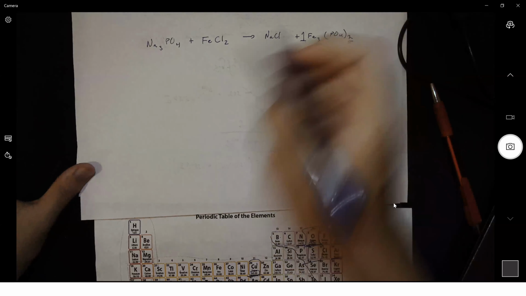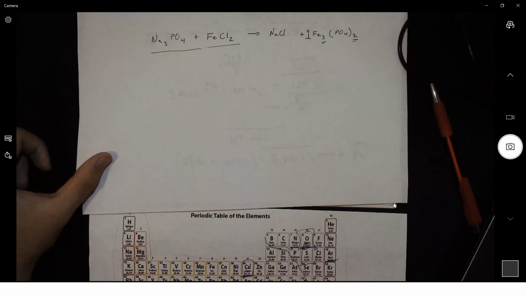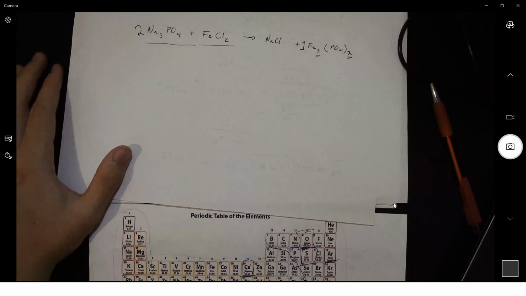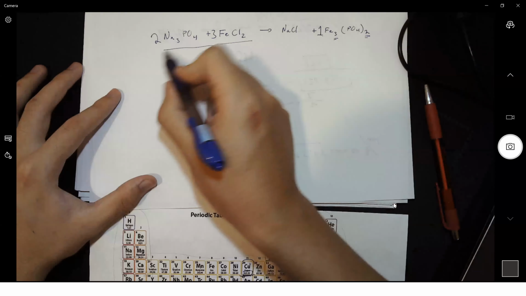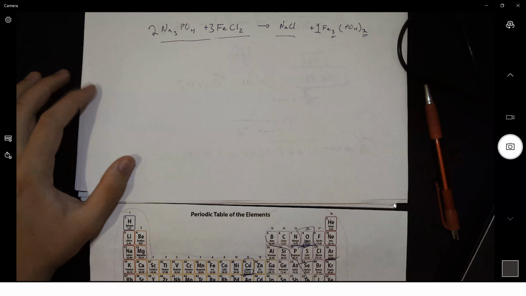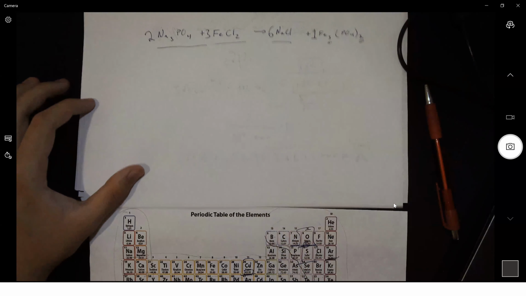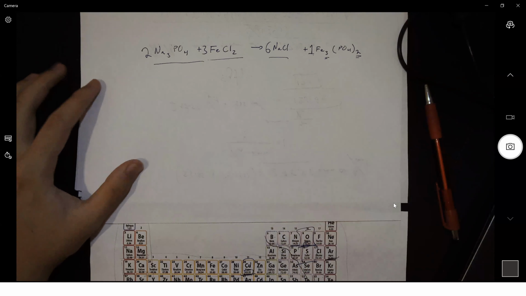Okay? So now can someone tell me what I should put in front of these? What should I put there? Okay, right. So we have 2 phosphates and 3 irons, so we need 2 more phosphates and 3 more irons. Now, what should I put here? Right? Does this all work out? Is this correct? Great, so this is good.